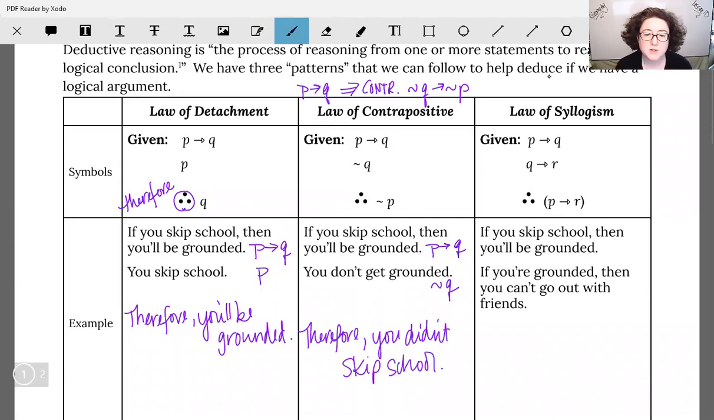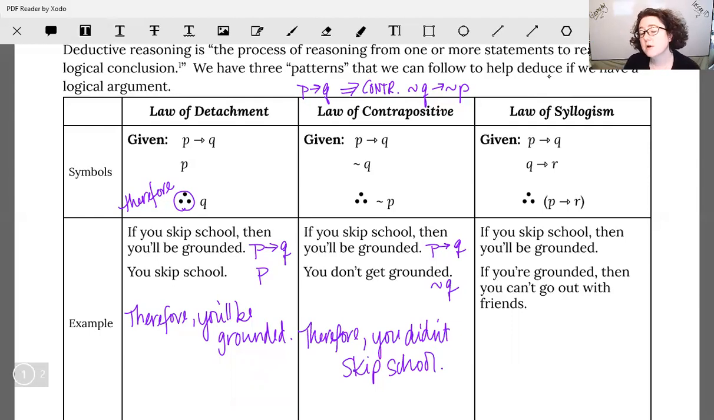So if you skip school, then you'll be grounded. You don't get grounded, therefore you must not have skipped school in the first place to get in trouble. Okay, so law of contrapositive, again, it follows the same pattern as just writing a contrapositive statement. It's just kind of separating it out into steps.